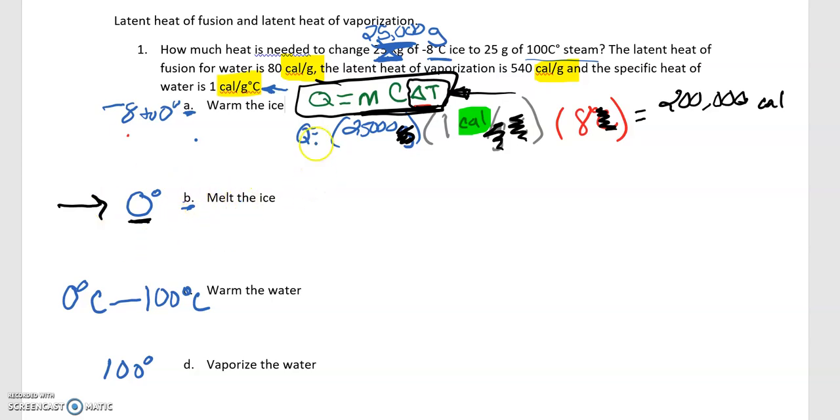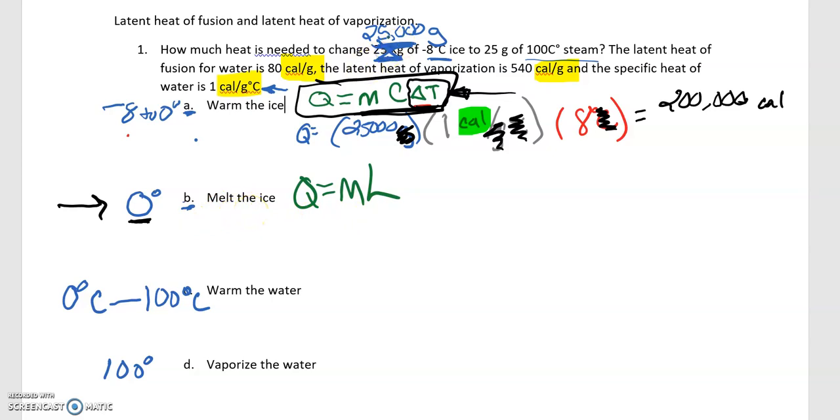For a phase change, our formula is still similar. It's Q is equal to M times L. So Q still represents the amount of heat energy. M is still the mass, but L is now either your latent heat of fusion or your latent heat of vaporization, depending on which phase change you are in. Well, since we are melting, we're going to be using the latent heat of fusion.